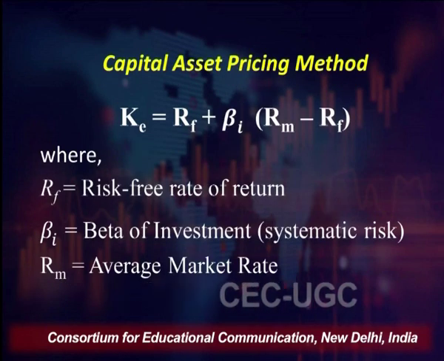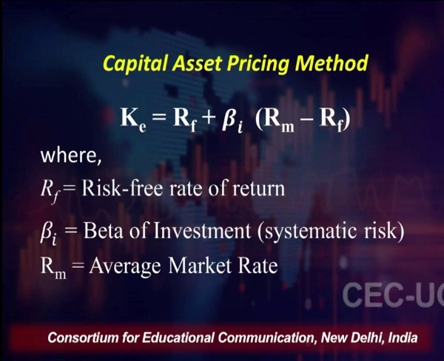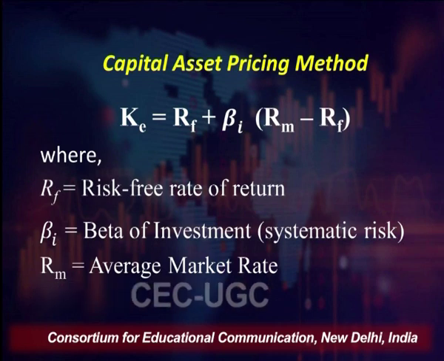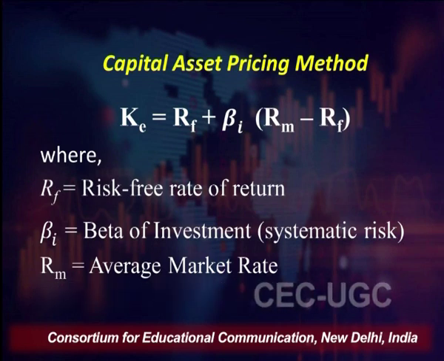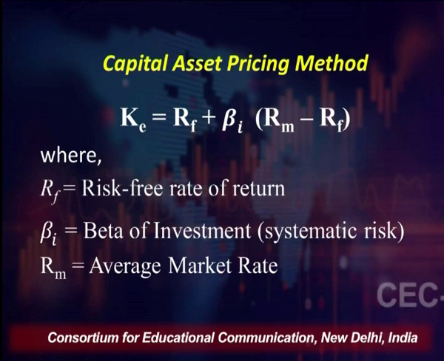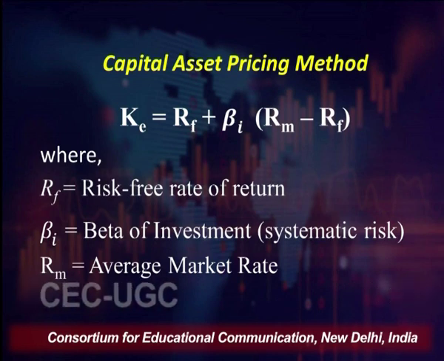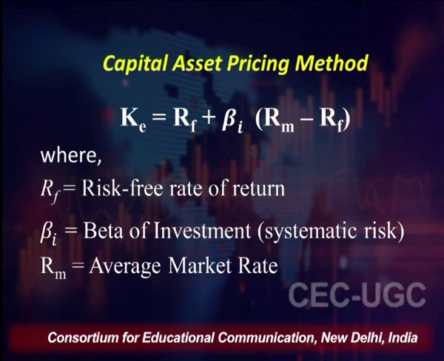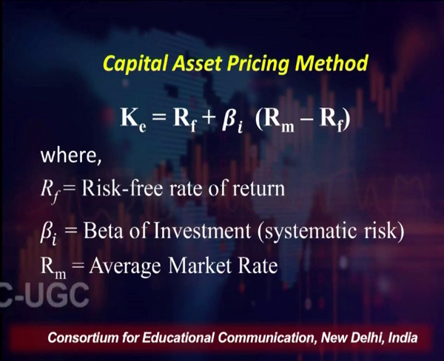Now, there is another case, we call it capital asset pricing method. We can use this method also for calculating the cost of equity, but this method is slightly different from all the previous methods that we have discussed. In this case, cost of equity is dependent upon the risk level. So, how can we calculate KE using capital asset pricing method?